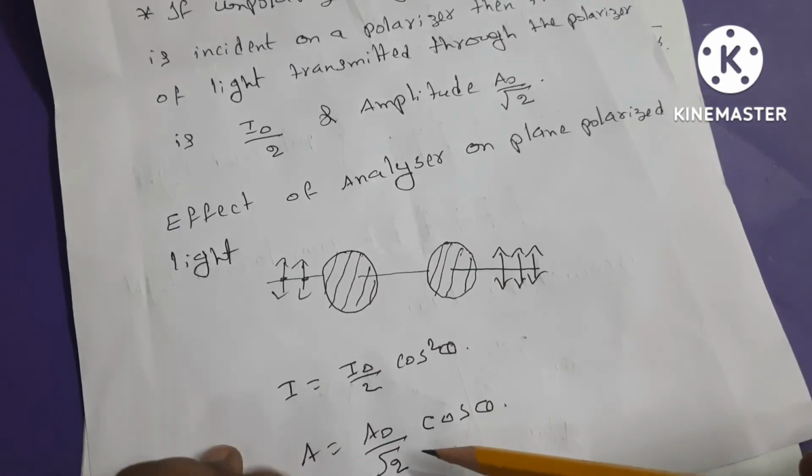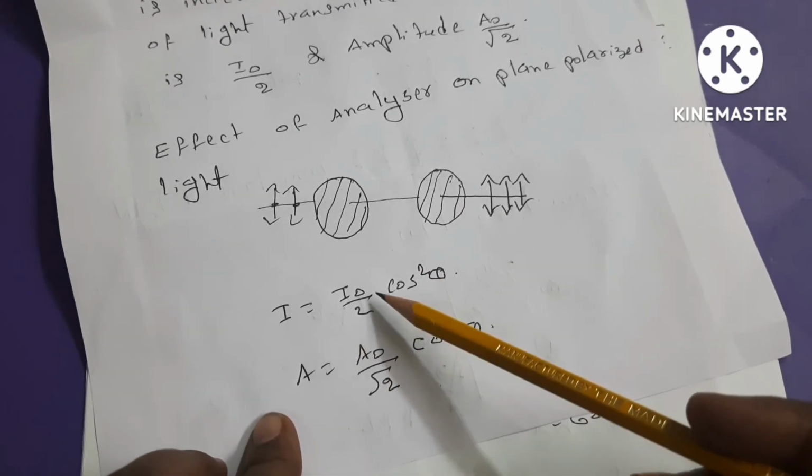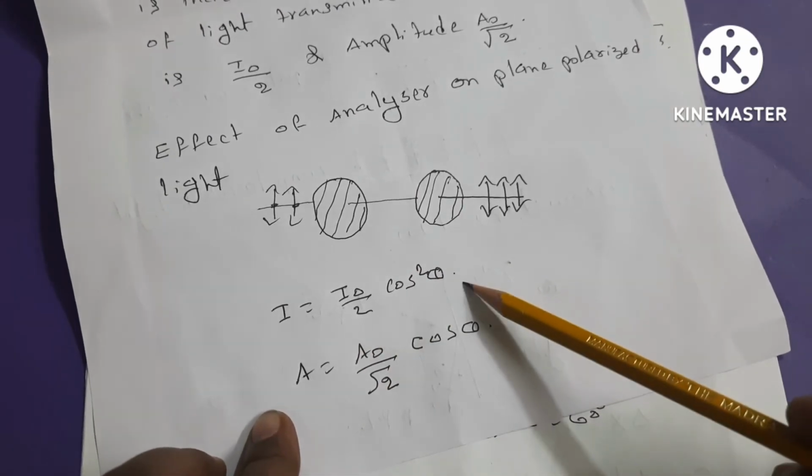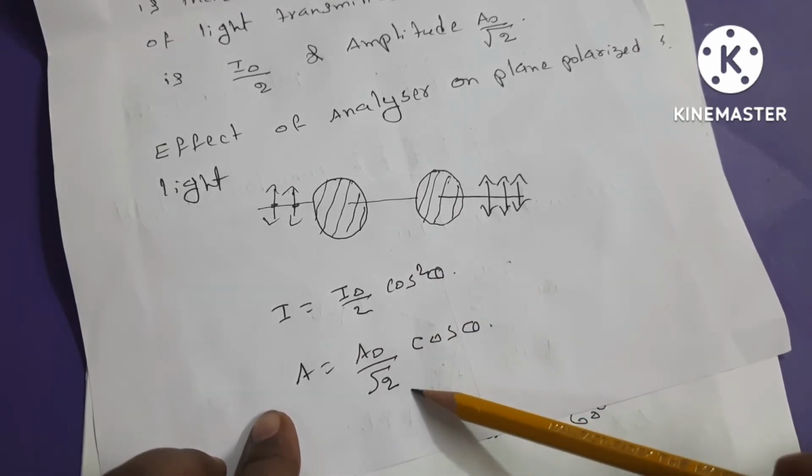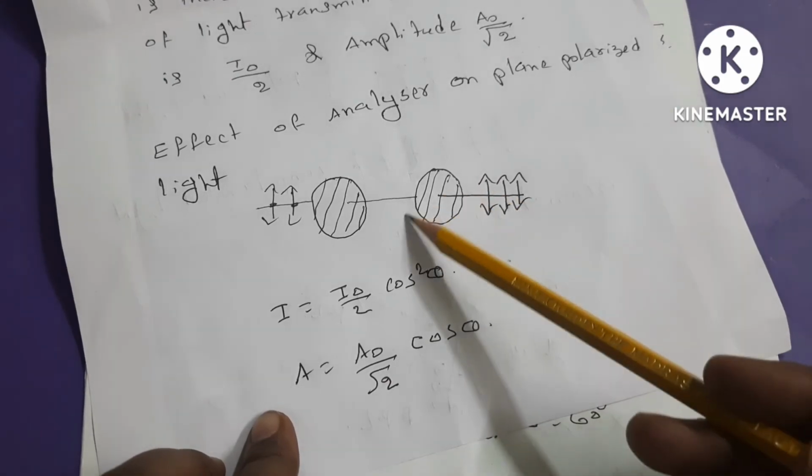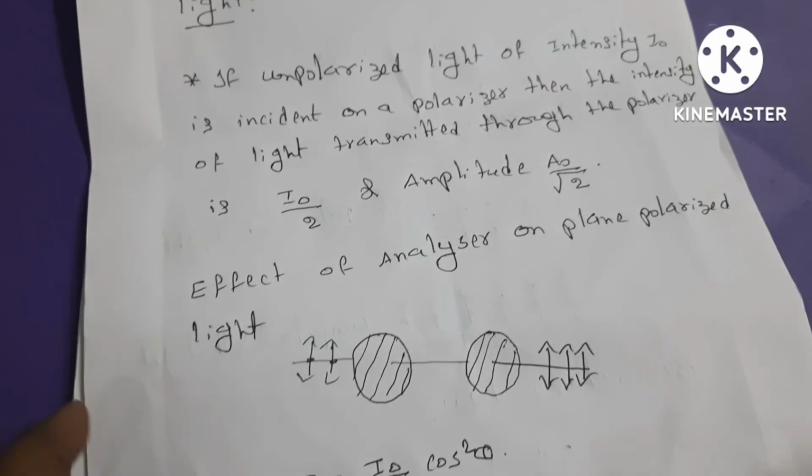When we use the intensity formula, I equals I naught by 2 cos squared theta, and A equals A naught by root 2 cos theta, depending on the angle we can find the intensity and the amplitude in this case. Then we can go through resolving power.